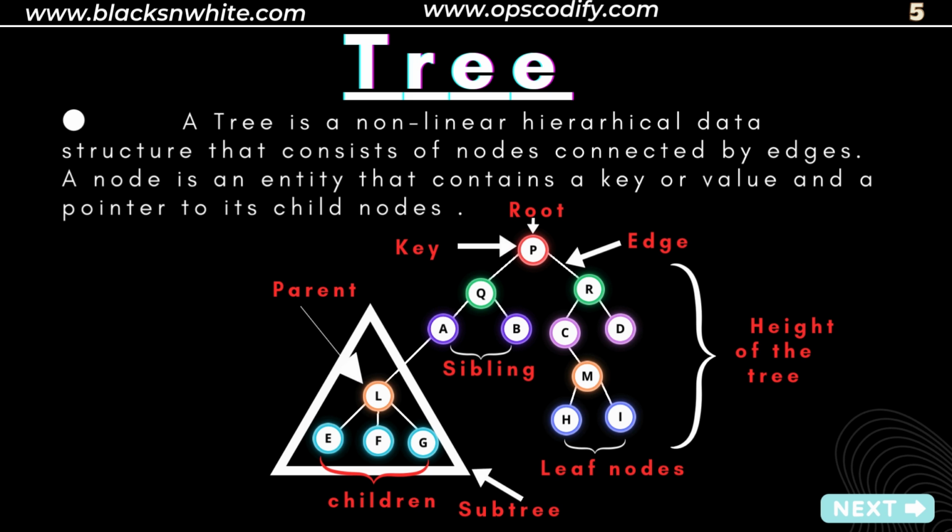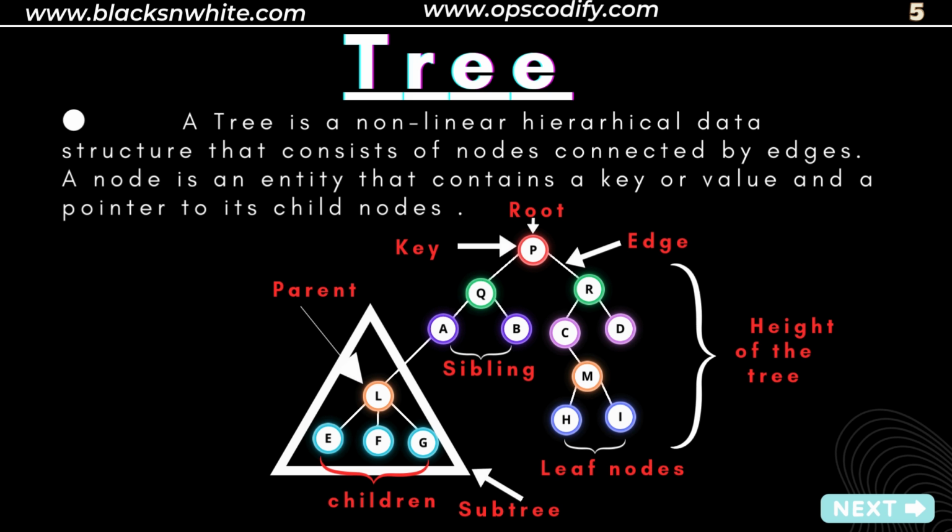The nodes directly connected below it, like Q and R, are its children. P is the parent of Q and R. Nodes at the same level, like Q and R, are called siblings. The nodes at the very bottom, such as A, F, G, H, and I, which have no children, are called leaf nodes. A section of the tree that can be considered a smaller tree itself is a subtree.